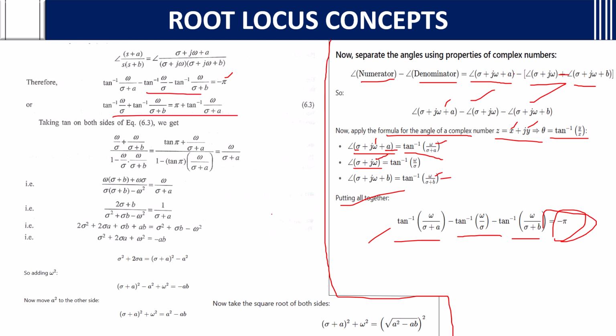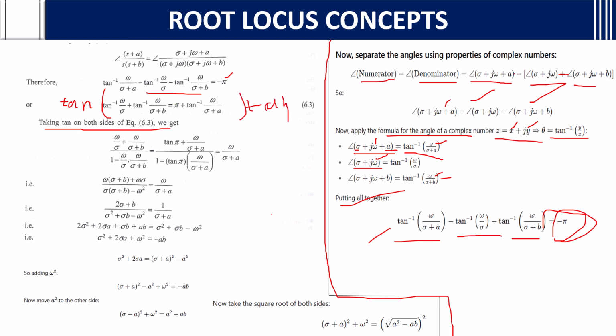Okay, taking tan on both sides. What should you do? You should take tan on both sides. When you take tan on both sides, what happens is, I'll show here. If you take tan on both sides, it will look like this, and here also if you take tan, it looks like this.